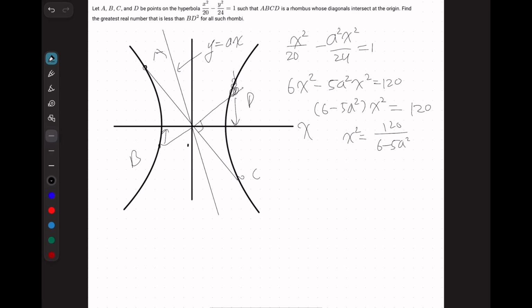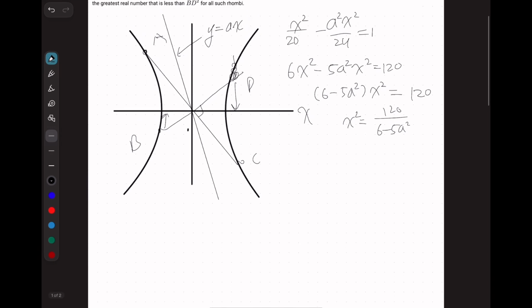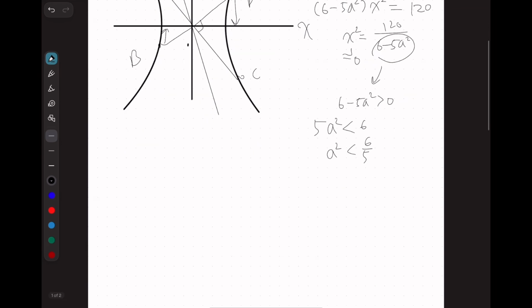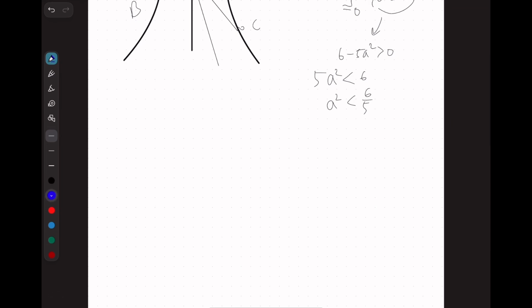However, there should be a real number x that satisfies this equation. So 6 minus 5a squared is not 0. Also, x squared is always greater than or equal to 0, so 6 minus 5a squared should be positive. Therefore, 5a squared is smaller than 6, so a squared is smaller than 6 over 5. Therefore, a is smaller than square root of 6 over 5 and bigger than negative square root of 6 over 5.